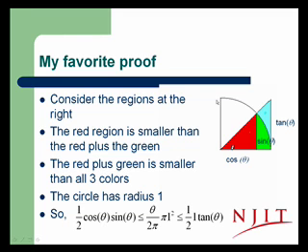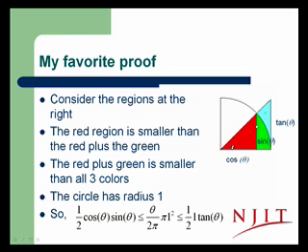Let's consider the circle of radius 1 on the right and these triangles inside. There's a red triangle and a red, green, blue combined triangle. That's a bigger one. And there's a sector of a circle made up by the red and the green triangles. Clearly, the red region is smaller than the red plus the green, and the red plus the green is smaller than all three colored regions together. So let's consider the area of each of those regions.